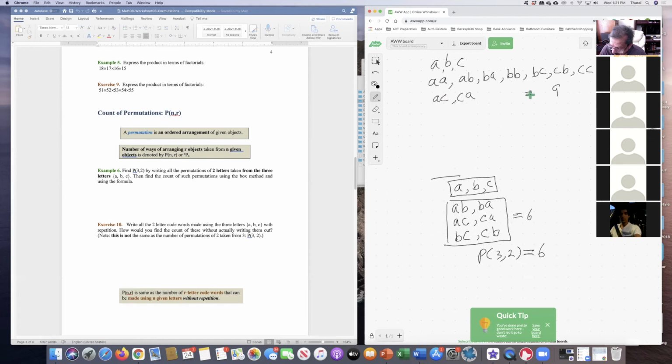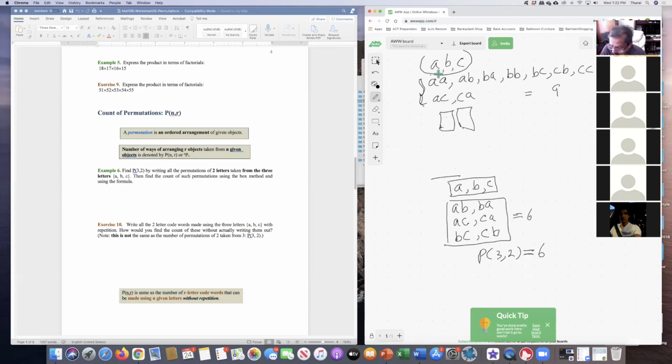So we can count this without writing it out. I wrote it out just to show you, but we can apply the multiplication principle we learned. We are making a 2-letter code word, so 2 boxes to fill, and these are the letters I can use. So in how many ways can I fill the first one? How many different ways? 9. No, 3. 3 different ways.